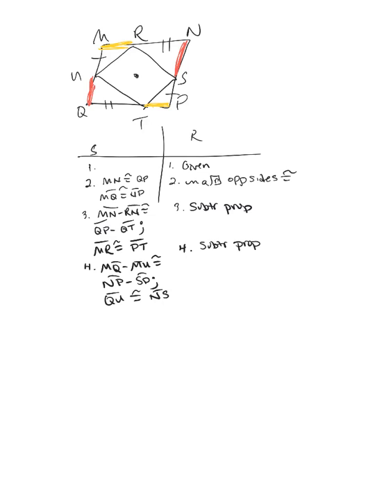All right, because MNPQ is a parallelogram, opposite angles are congruent. So angle N is congruent to angle Q. Angle P is congruent to angle M. And that's because in a parallelogram, opposite angles are congruent.